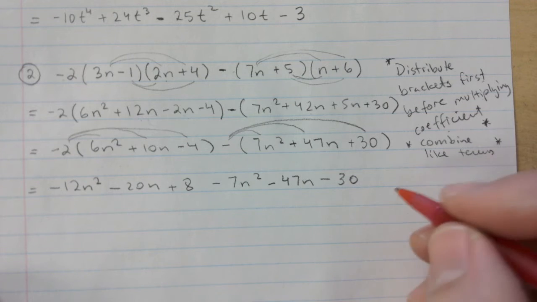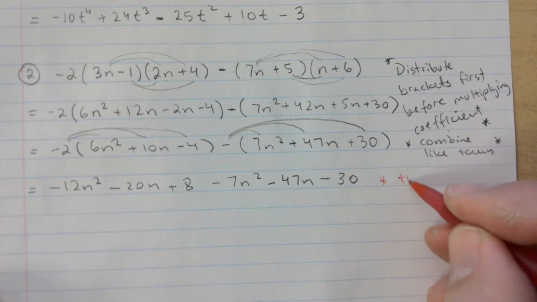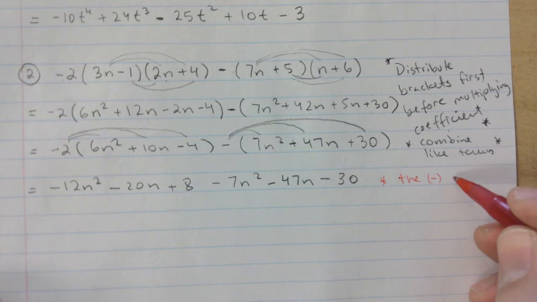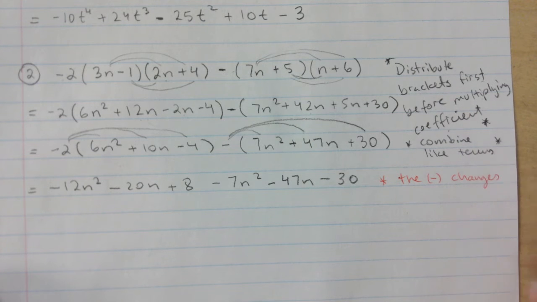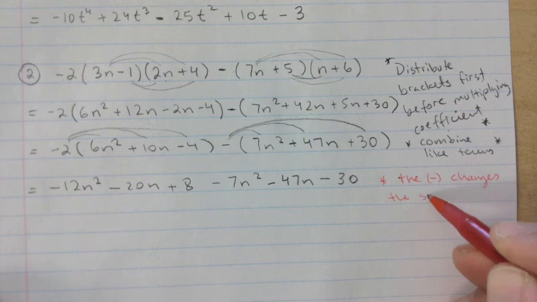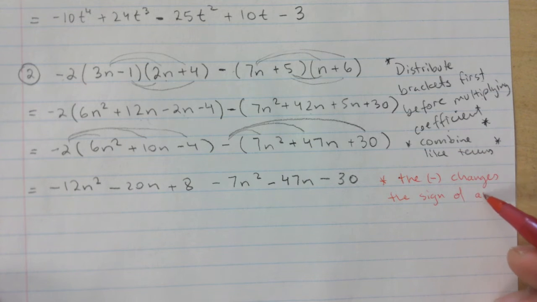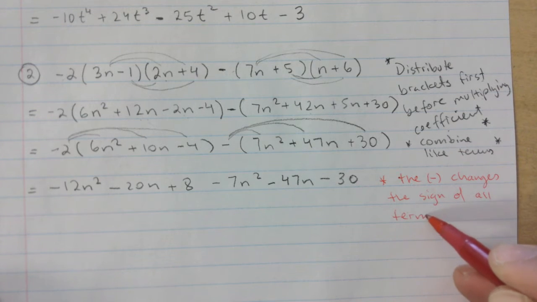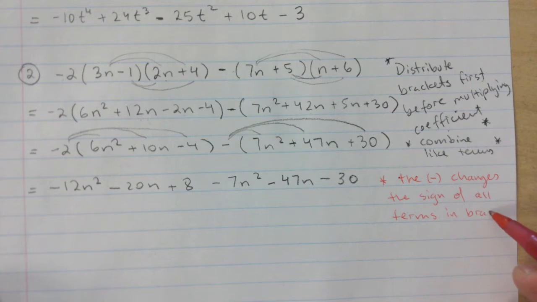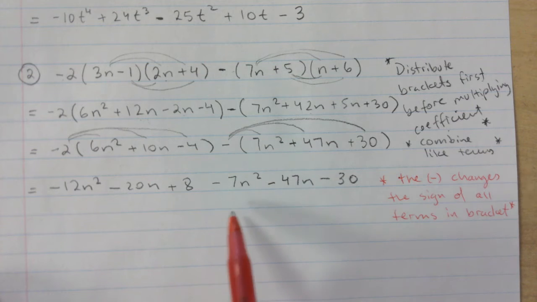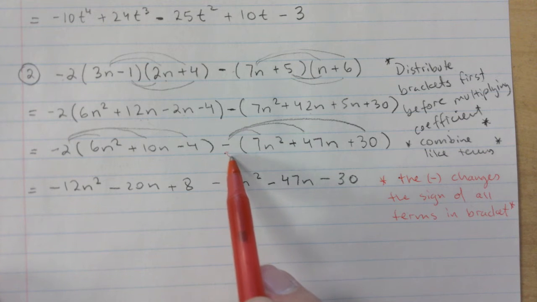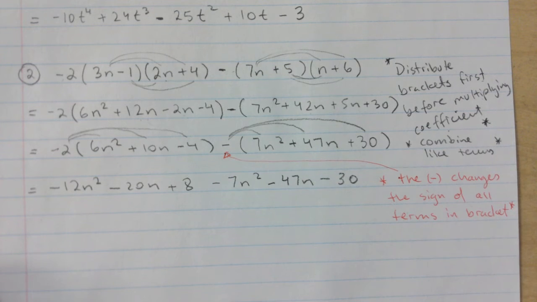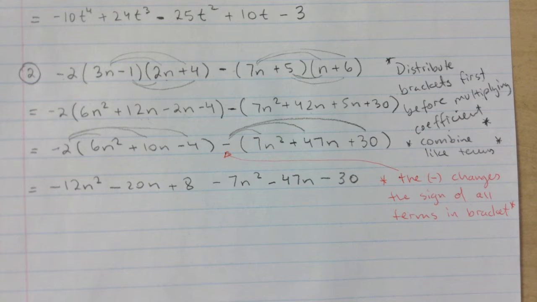I'll make a note here. The negative changes the sign of all terms in brackets. So this is important to know, right? This one here. That negative right there just changes the sign of all the terms in that bracket.